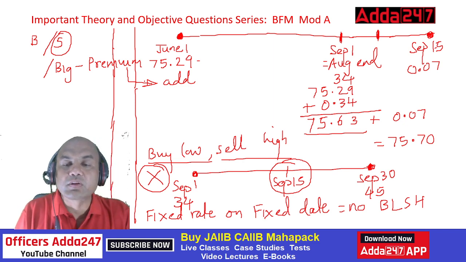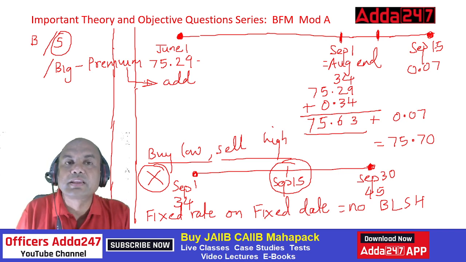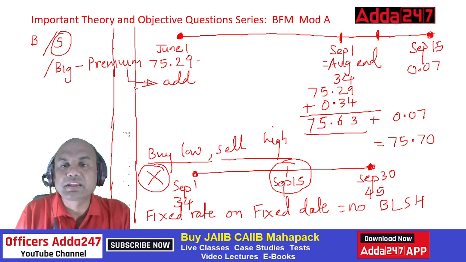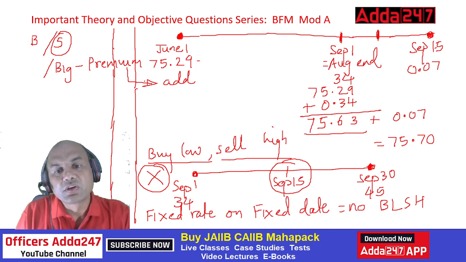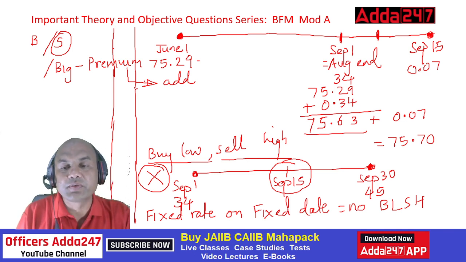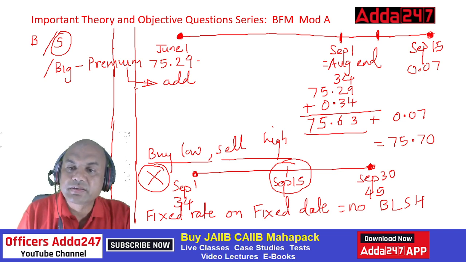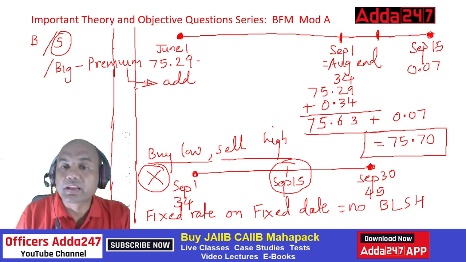If you are getting a fixed rate on a fixed date, here, is it the case over here? Fixed rate on a fixed date, September 15th. They have given me the rate of 6 and 7. So if they've given me the rate of 6 and 7, how can I use this vague answer? This is an approximation. So how can I use the approximation if I'm having the exact answer over here? So that's why, if you are having a fixed rate on a fixed date, do not use buy low, sell high. Got it? So what is my final rate now? 75.70. So is this my answer? 75.70? No, this is not my answer. Now what should I do?